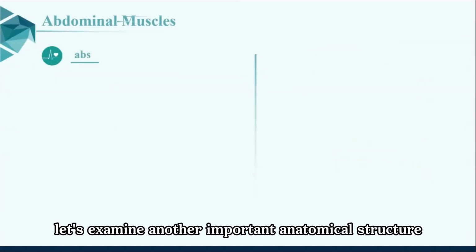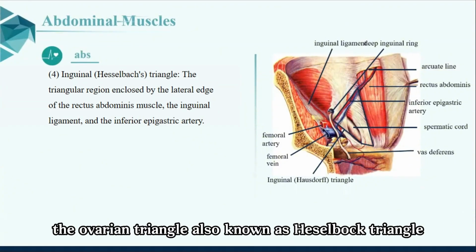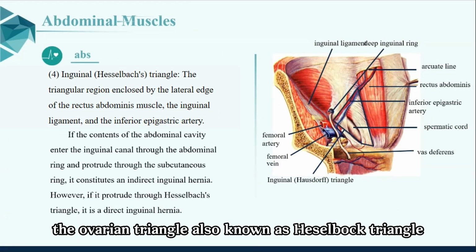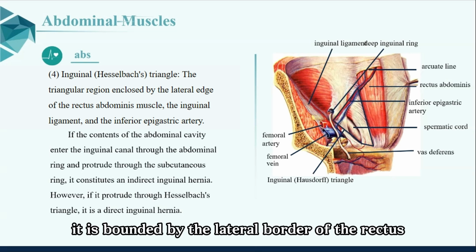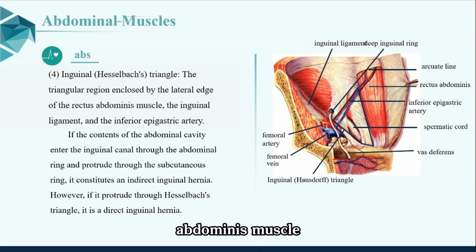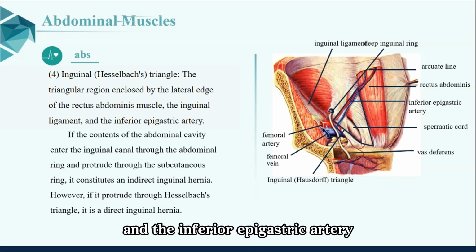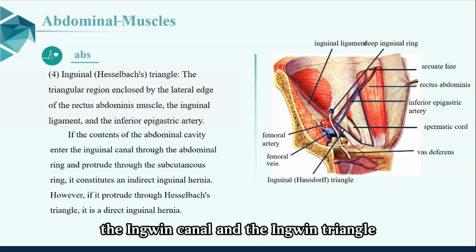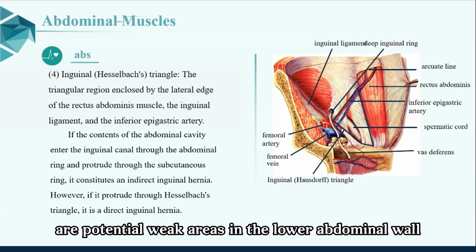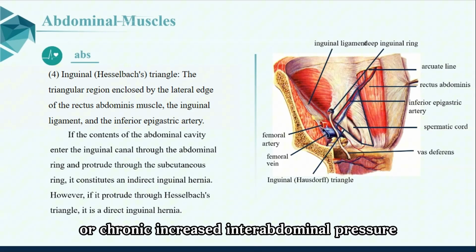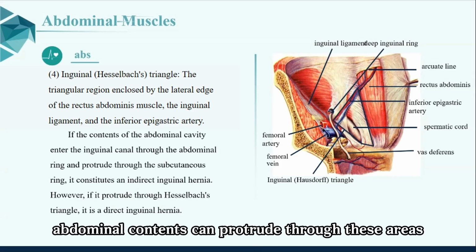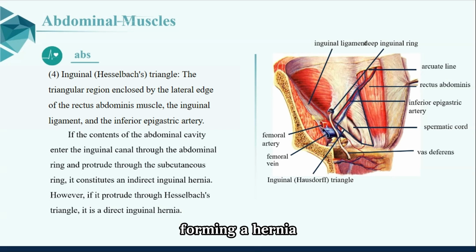Next, let's examine another important anatomical structure, the inguinal triangle, also known as Hasselbalch's triangle. It is located in the lower part of the anterior abdominal wall. It is bounded by the lateral border of the rectus abdominis muscle, the inguinal ligament, and the inferior epigastric artery. Both the inguinal canal and the inguinal triangle are potential weak areas in the lower abdominal wall. Under pathological conditions, such as failure of the processus vaginalis to close, weak abdominal muscle, or chronic increased intra-abdominal pressure, abdominal contents can protrude through these areas, forming a hernia.